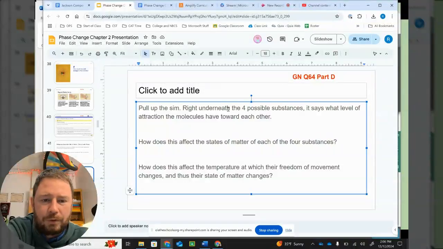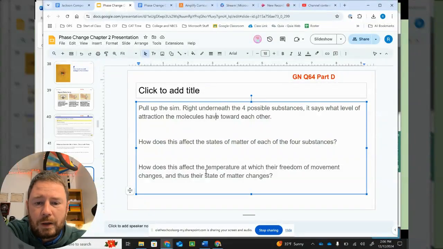I want you to look at these four different substances and the four different attraction levels and tell me, how does the attraction level affect the states of matter of each of the four substances? How does this affect the temperature at which the freedom of movement changes and thus their state of matter? These are a little bit of a difficult question, but I just kind of want you to explore the sim and think about, how does the attraction level affect the temperature at which they change states?